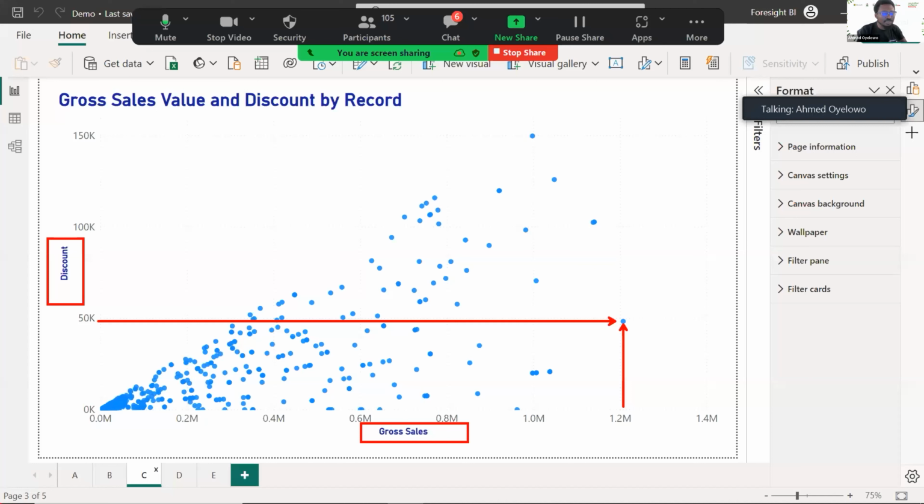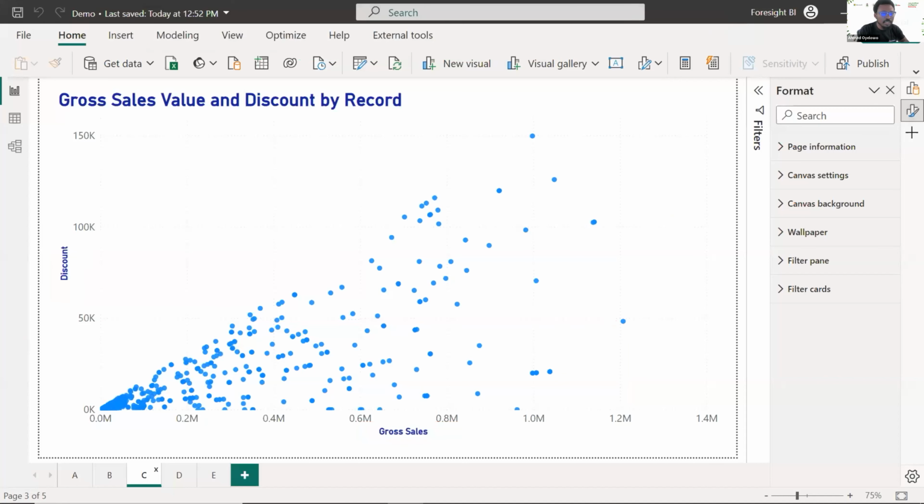And at the end of the day, I'm trying to leverage the shape or the pattern that this chart shows me so I can know whether it seems like whenever I have a higher gross sales, I also have a higher discount. So this is trying to show me what, very quickly, correlation, thank you.